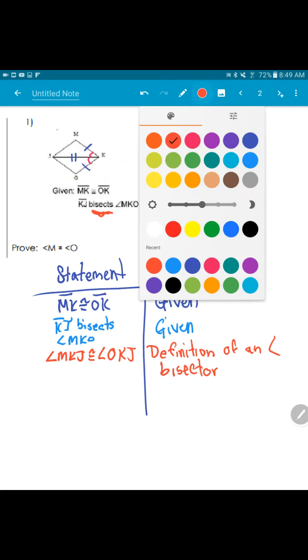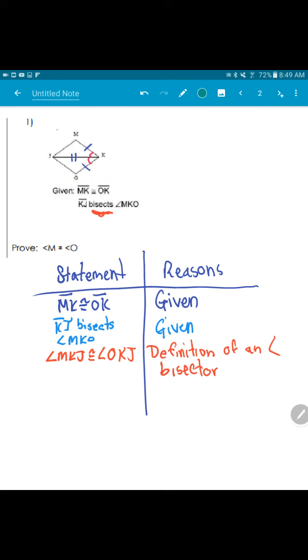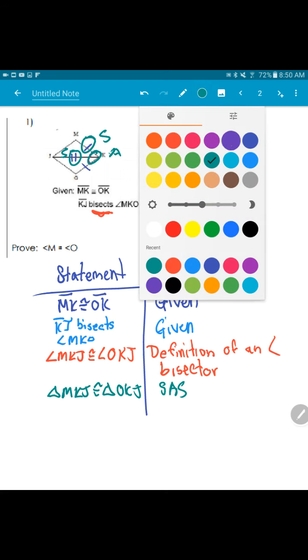Now we've got two congruent triangles proved. So what we want to go ahead and do is write a statement about it. So triangle MKJ is congruent to triangle OKJ. And our reason, if we look back at our triangle, we've got side, angle, side. Now we've got a lot of points in our proof already, but we haven't quite answered our question.